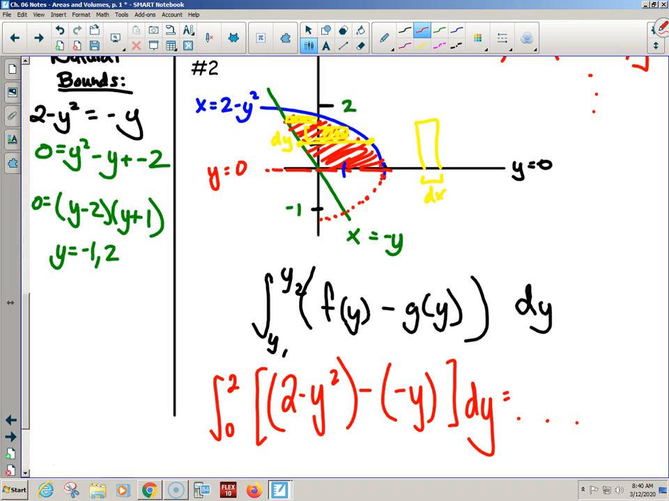The picture was given to me, and the shading in the picture was only from 0. They would have, in words, done something like this: this is an area bounded by, actually, this is probably really helpful for you guys to see. If they had not given you a picture, which they definitely didn't have to in this one, bounded by the x-axis, x equals 2 minus y squared, and x equals negative y.